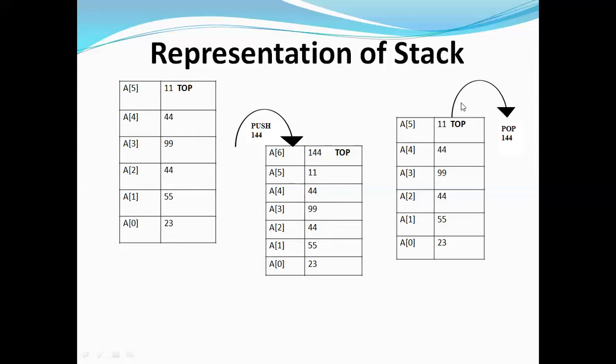If I want to remove some element from the stack, that is pop. On the top, I am having what? I am having 144. So 144 will be removed because it's on the top. That is pop for 144. Now, if 144 is removed, then currently on top is element 11. So 11 will become the top location. Again, if I want to pop something, then 11 will pop. Then 44, then 99.